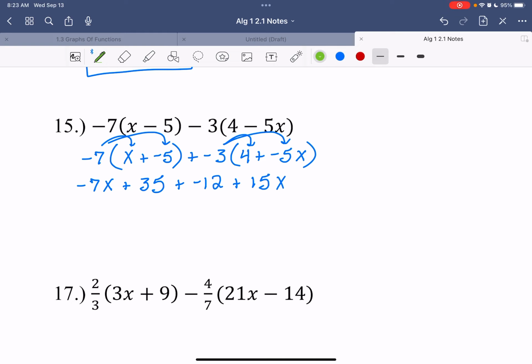Now, identify our like terms. Here I have an x term. Everything is adding. Add, add, add. So I can add in any order. So let's go ahead and add it to my 15. So negative 7 plus 15: same signs, add and keep; different signs, subtract. So that gives me 8x. Now I have my constants, my 35 and my negative 12. What's 35 plus negative 12? That's going to give me a 23.